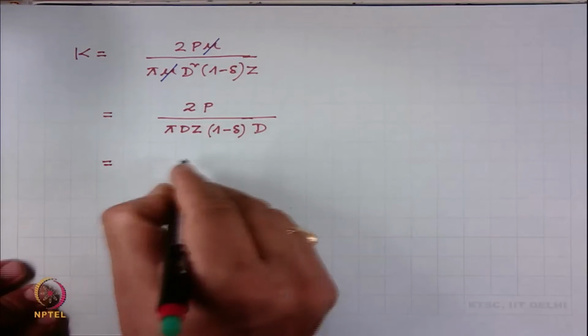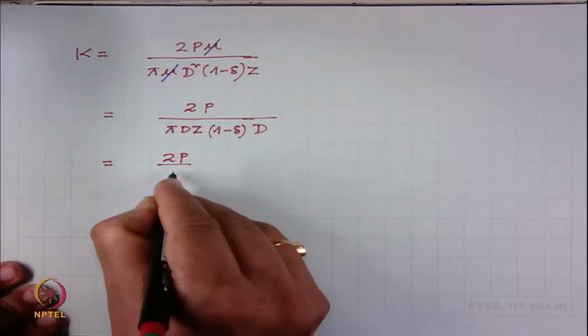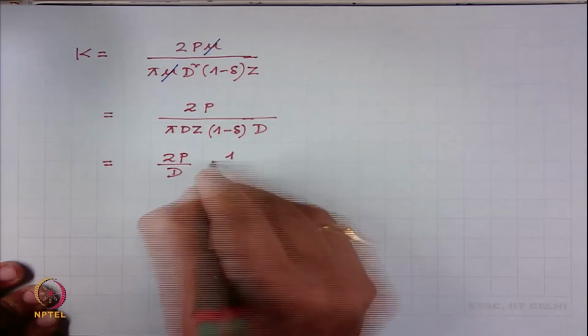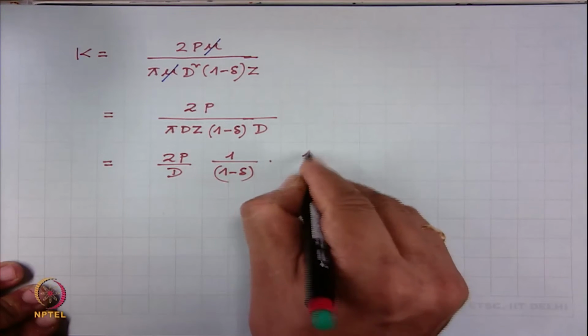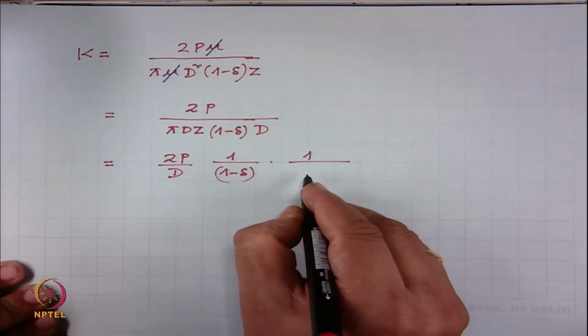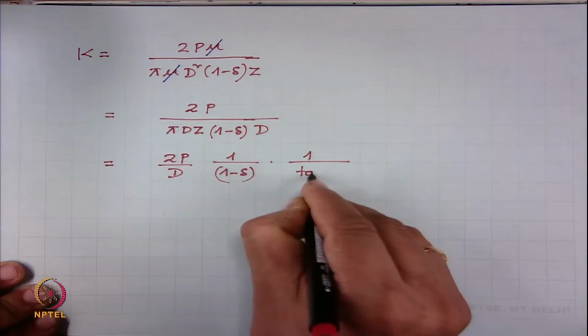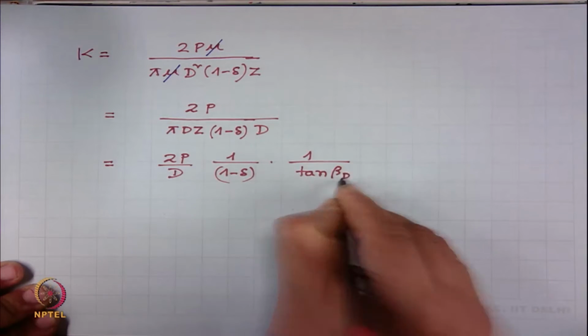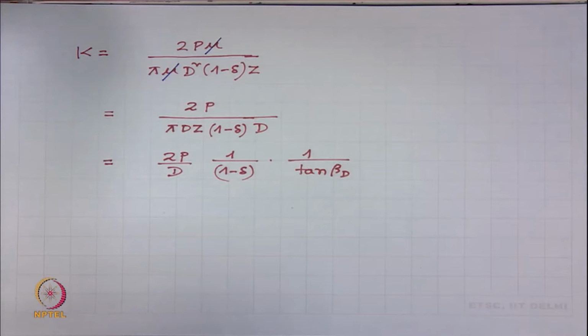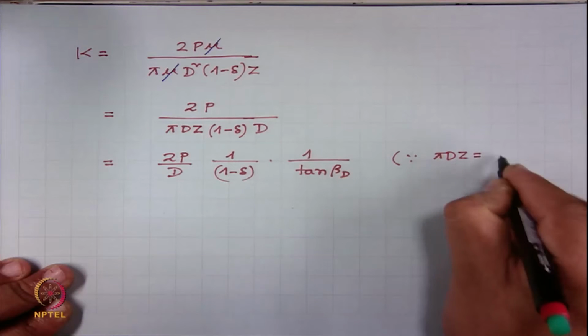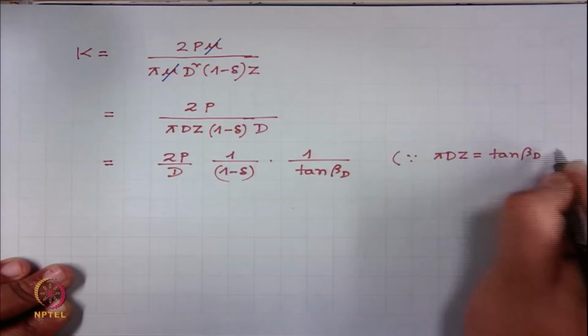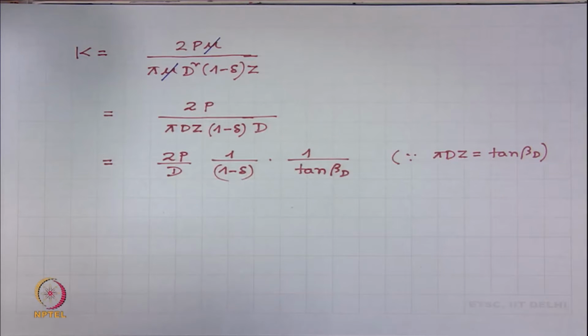In a nice form, 2 p by d, 1 divided by 1 minus retraction, into what is pi d Z, yarn twist intensity, tangent of beta d, from module 2. Tangent of beta d. Right. So, this is what is K.